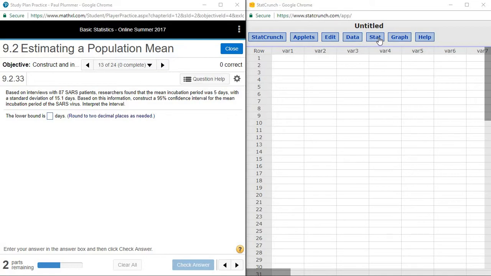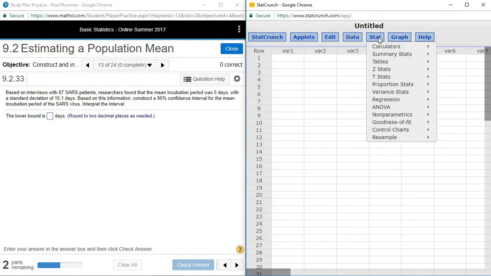In StatCrunch, we're going to go to T-stat. Something to keep in mind as you're working through here: anything proportion-related will be proportion stat. Anything to do with mean or means is T-stat. So just associate T-stat with mean. We have one sample and we have a summary of the data.